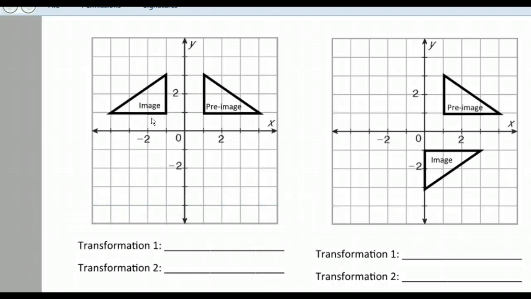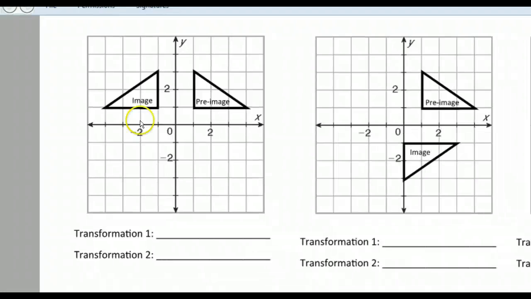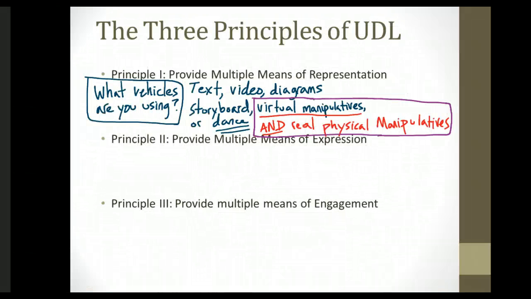The students can use tracing paper to trace the pre-image and then manipulate that piece of tracing paper in order to see how they can get it onto the image. But again, remember, the challenge is that they have to use 2 different types of transformations. And that just shows you that you can use different vehicles. Don't limit yourself to any types of methods to represent the math.